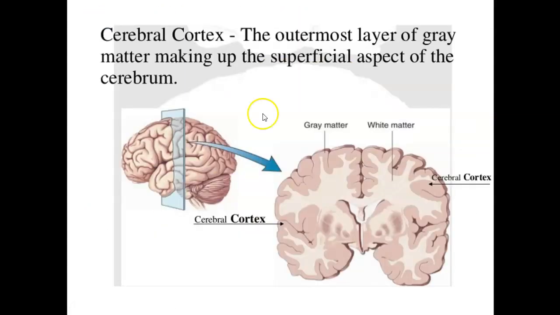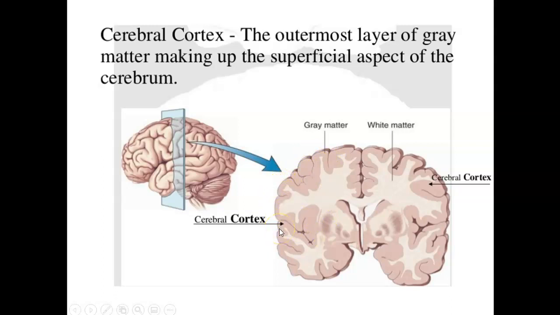If we cut a portion of the brain and look at it right here, you'll notice that there's going to be parts that appear dark, and there's darker, and then there's going to be parts that appear white. Well, the parts that are darker are called gray matter, and they're formed by portions of neurons that are not myelinated. The white matter appears white because it is formed from portions of neurons that are myelinated.